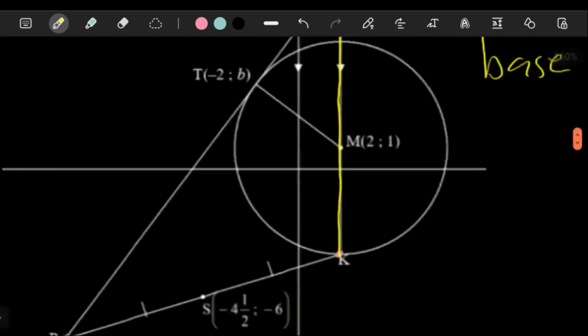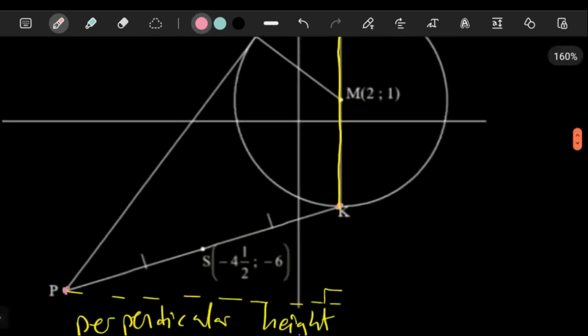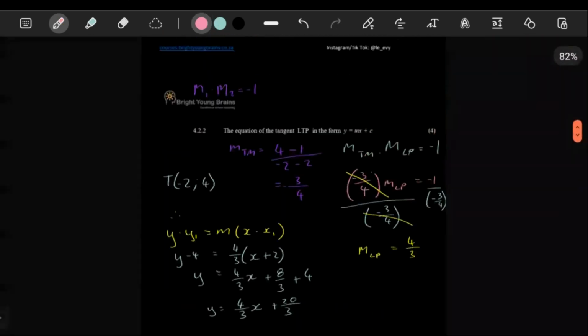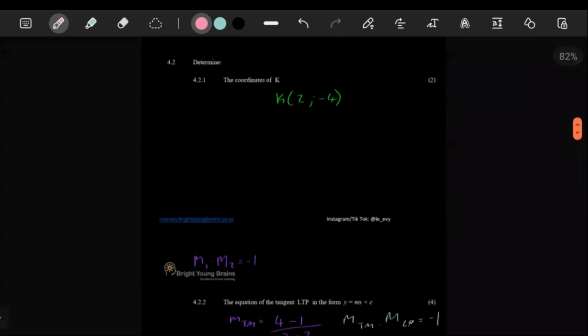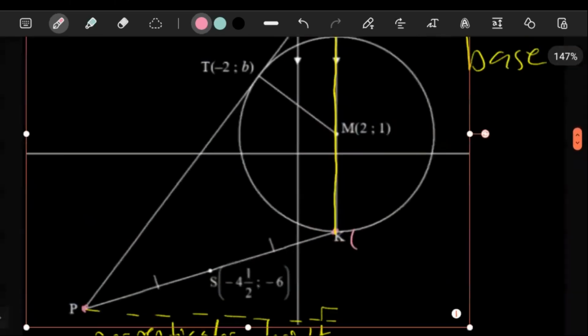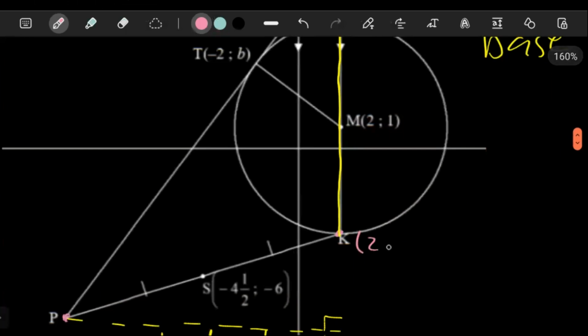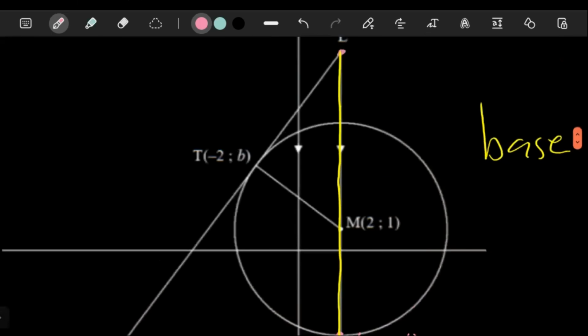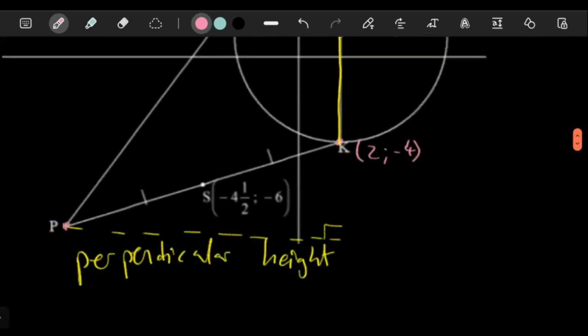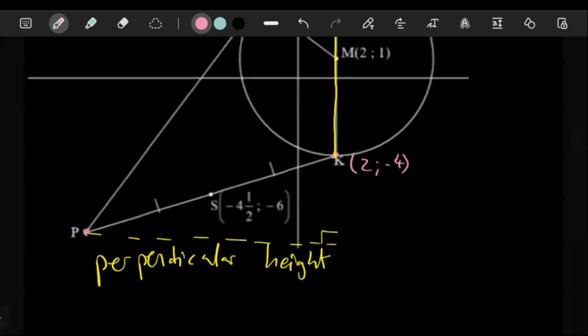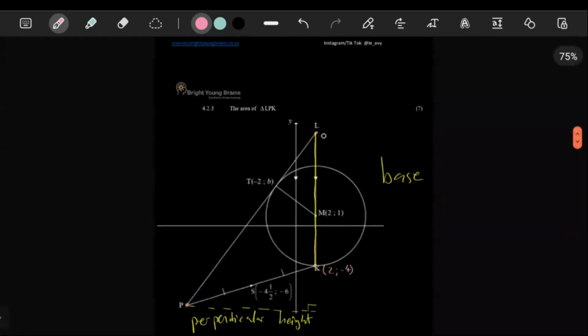For the base, we already know what K is. K we got to be x is 2, y is -4. So 2, -4. And then from there, the one thing I'm thinking of is, we have the equation of LTP. It can definitely get us L over there, but then how can we eventually get P?